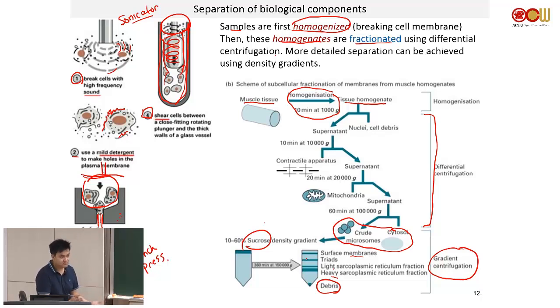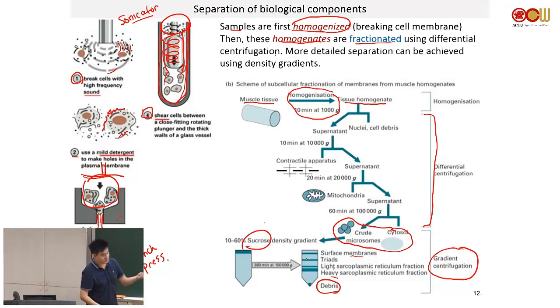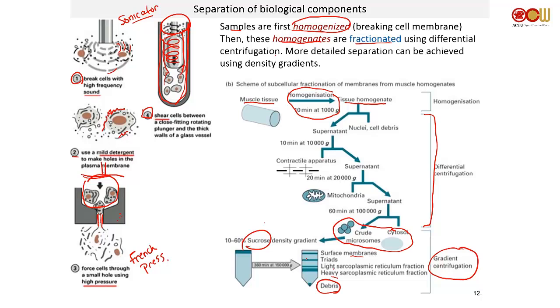Okay, sure, no problem. So it's like the first level of separation, right? You're based on different speed. Now, after you applied a very strong force on it, and you still cannot separate some of the parts inside, for example, your cytosol fraction, and you want to have a finer separation, then you can use gradient centrifugation. In this particular figure here, they're using sucrose.